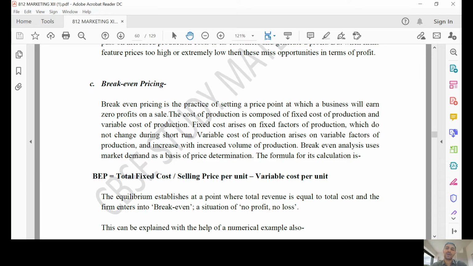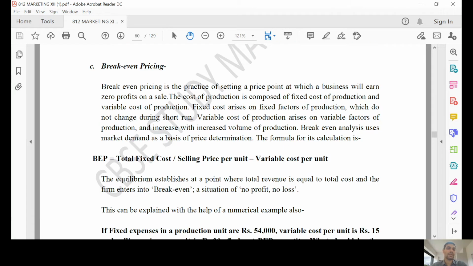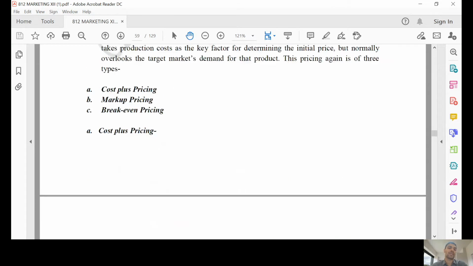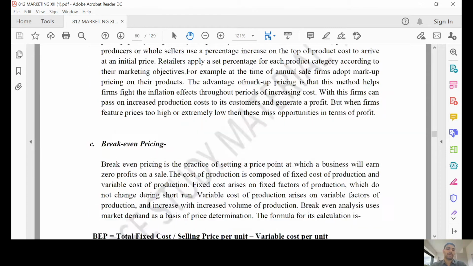If you are producing 5 biscuit, variable cost will be 5, for example. If you are making 1,000 biscuit, the variable cost will be 1,000. So that is an example I have given. So there are 3 different types of cost-oriented pricing. Cost plus pricing is there, markup pricing is there, as well as break-even pricing is there.